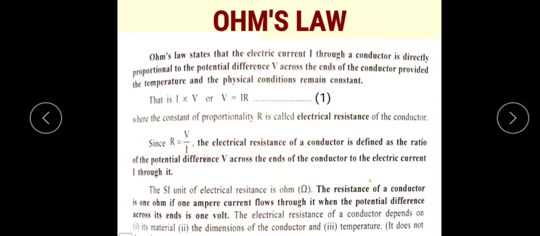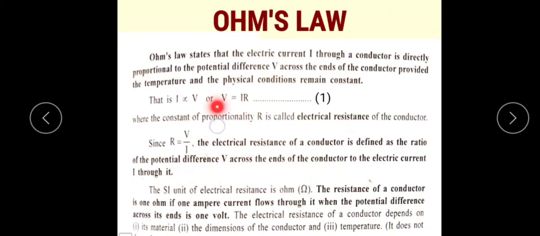One more time, I am explaining the statement. Ohm's law states that the electric current I through the conductor is directly proportional to the potential difference V across the ends of the conductor, provided the temperature and other physical conditions remain constant. So as per the definition, this is an equation. The current through the conductor is directly proportional to the potential difference across the ends of the conductor.